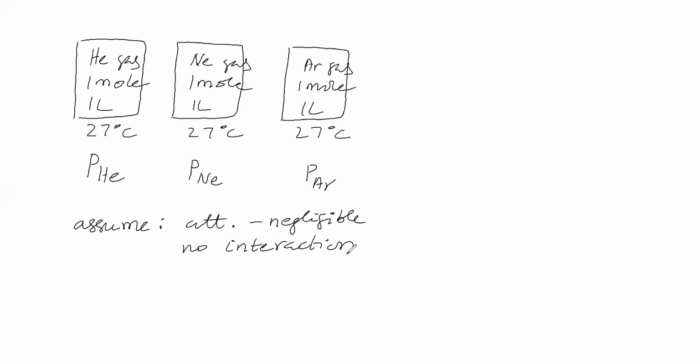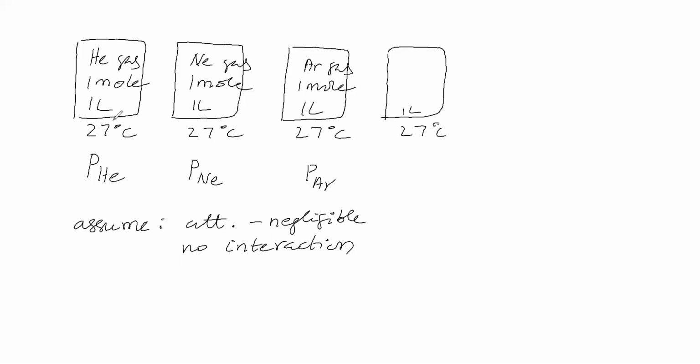Now we are taking an assumption that there is no interaction among the gas molecules. Now let us take another vessel. This vessel's volume is 1 liter, and it is at a temperature of 27 degrees Celsius.